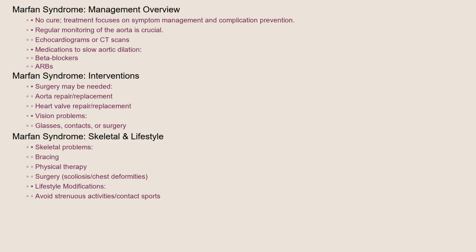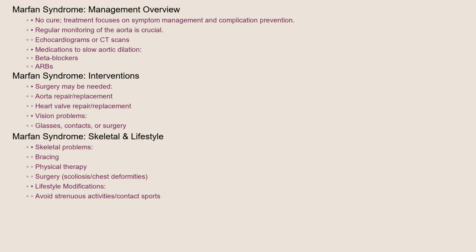Regular monitoring of the aorta with echocardiograms or CT scans is crucial to detect and manage aortic enlargement. Medications such as beta blockers or ARBs, angiotensin II receptor blockers, are often prescribed to slow the rate of aortic dilation and reduce the risk of dissection. Surgery may be necessary to repair or replace a damaged aorta or heart valve.